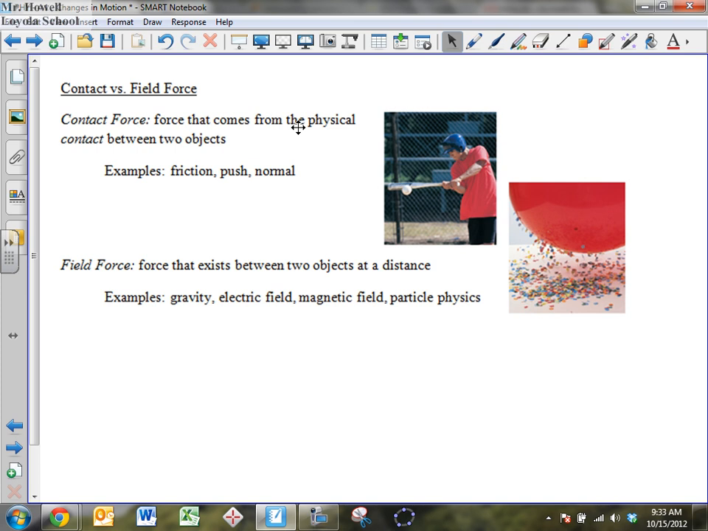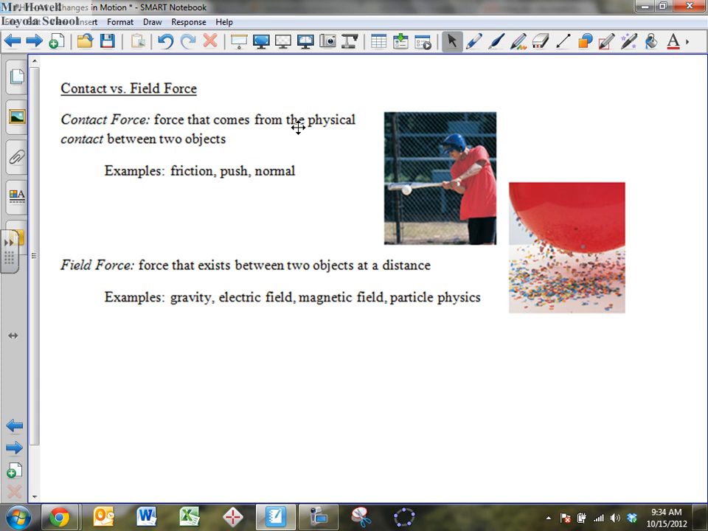Contact forces are self-explanatory. That's why it's actually in the definition. Forces that come from the physical contact between two objects. For example, friction, a push. So if I literally just push something, if I were to step with my foot, I'm using friction to push me forward. Normal force, by the way, we'll learn about this, but normal force is a reaction force.